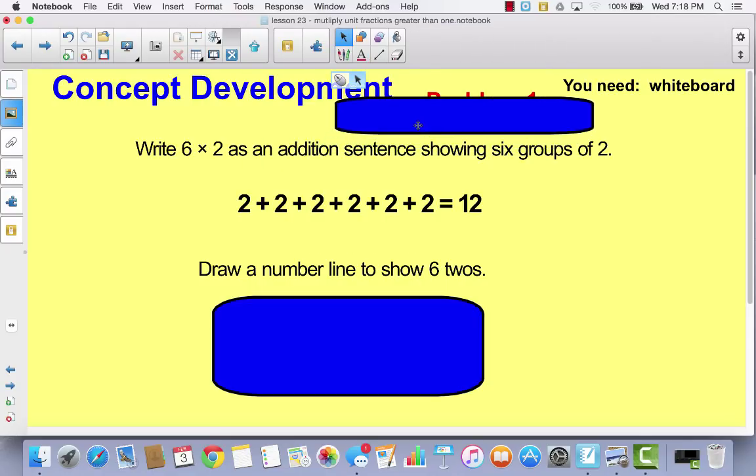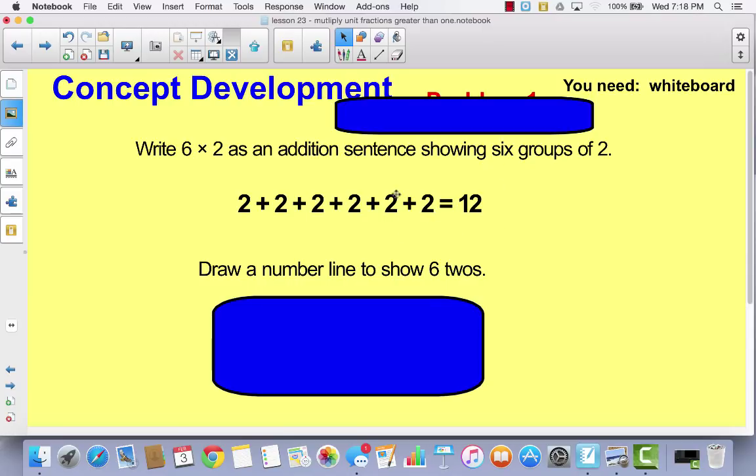I want you to write this number sentence in your math journal. 2 plus 2 plus 2 plus 2 plus 2 plus 2. This is 6 2's using repeated addition. We've been doing a lot of this with fractions. We've been saying 1/4 plus 1/4 plus 1/4 plus 1/4 plus 1/4 plus 1/4 equals 6/4.